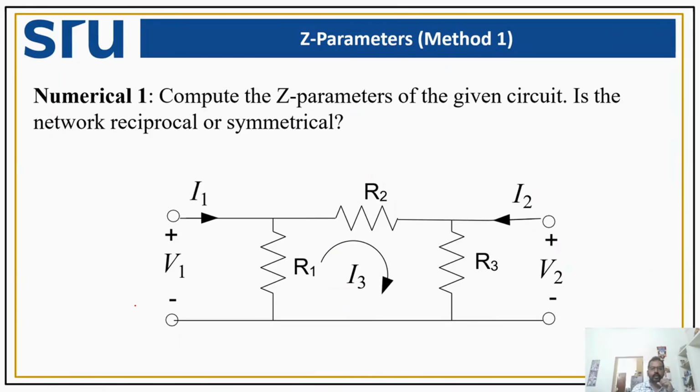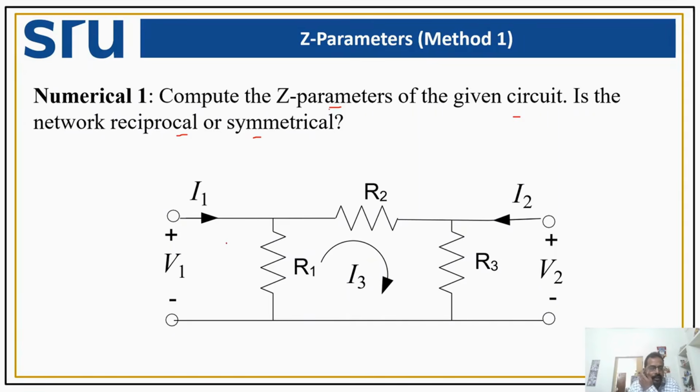Now we shall solve for Z parameters for a given circuit using various methods. In the first method, we will use mesh analysis, that is, making use of KVL and Ohm's law. So here in the first numerical, what we need to do is compute the Z parameters for a given circuit, and make an observation whether the network is reciprocal or symmetrical or both.